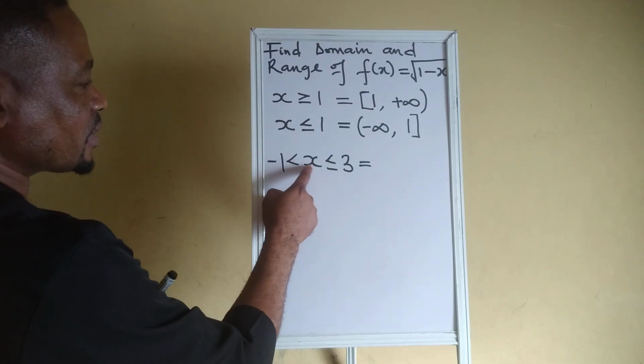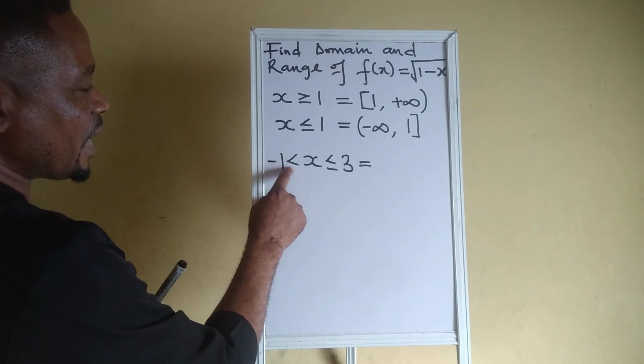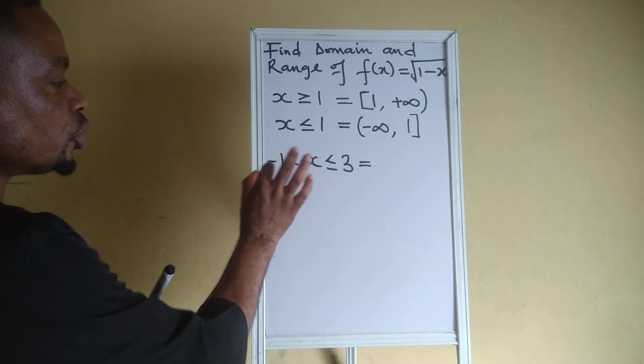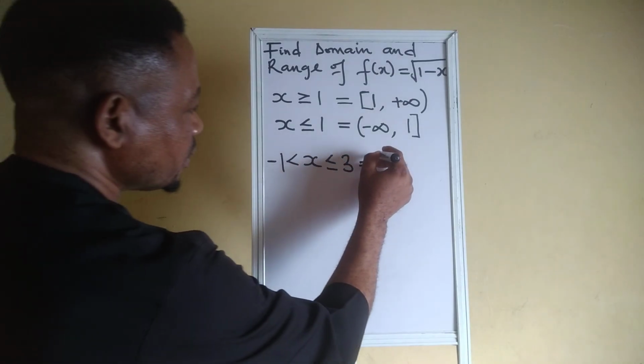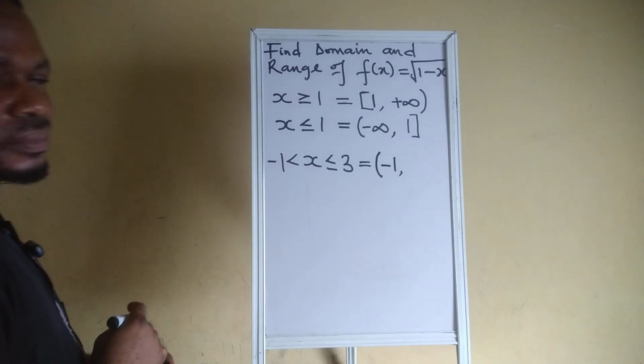Now we start with x is greater than minus 1. Now I want you to observe this minus 1. Is there an equality sign there? No. Which means minus 1 is not a member. Then I will use a bracket and introduce minus 1, comma.